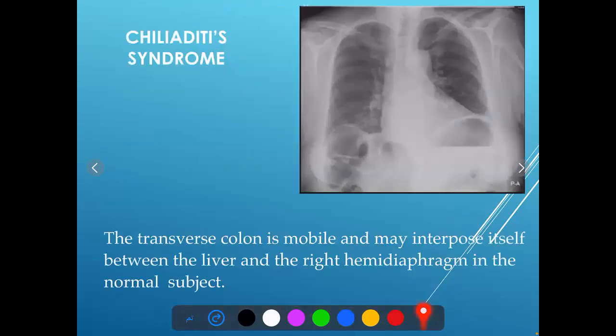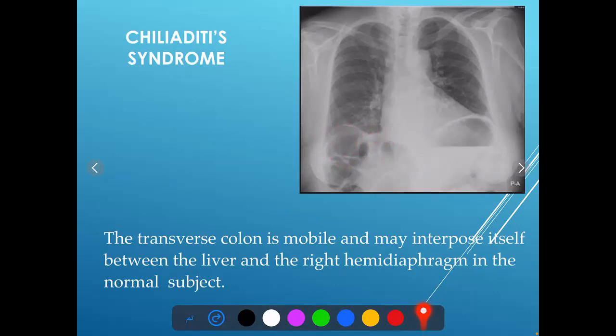Chilaiditi syndrome is a rare condition where the transverse colon is mobile and may interpose itself between the liver and the right hemidiaphragm. This is the transverse colon interposed between the right hemidiaphragm and the liver, and it can occur in normal subjects.